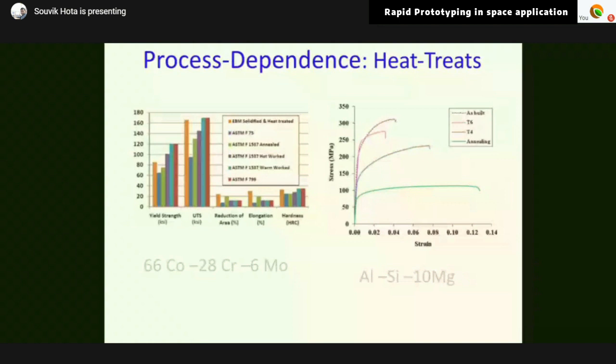So these are some process dependencies that we have seen in 3D manufactured products. This graph basically shows how the as-built parts have a low Young's modulus and do not withstand that much stress. But if we apply some amount of heat treatment, if we do annealing, you can see we get better endurance value, and also more stiffness and more strength in those parts. So the additive manufacturing process is quite good, and the products made with this process are also excellent. But if we want to increase the excellence of that part, we have to go for heat treatment to further improve the mechanical properties of these parts.